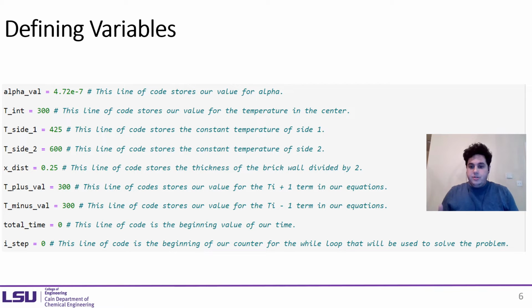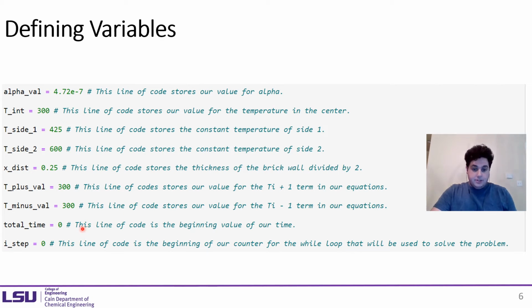The first thing I wanted to do in my code was define the variables that I wanted to use. We can start with the values that we were given in the problem, such as alpha, the initial temperature at the center, and the temperature of the left side and the right side. We can also use our delta x as 0.25. That is the distance from one side of the wall to the center. We can then use values t plus val and t minus val to help store our values that we will use in our loops and arrays later on.